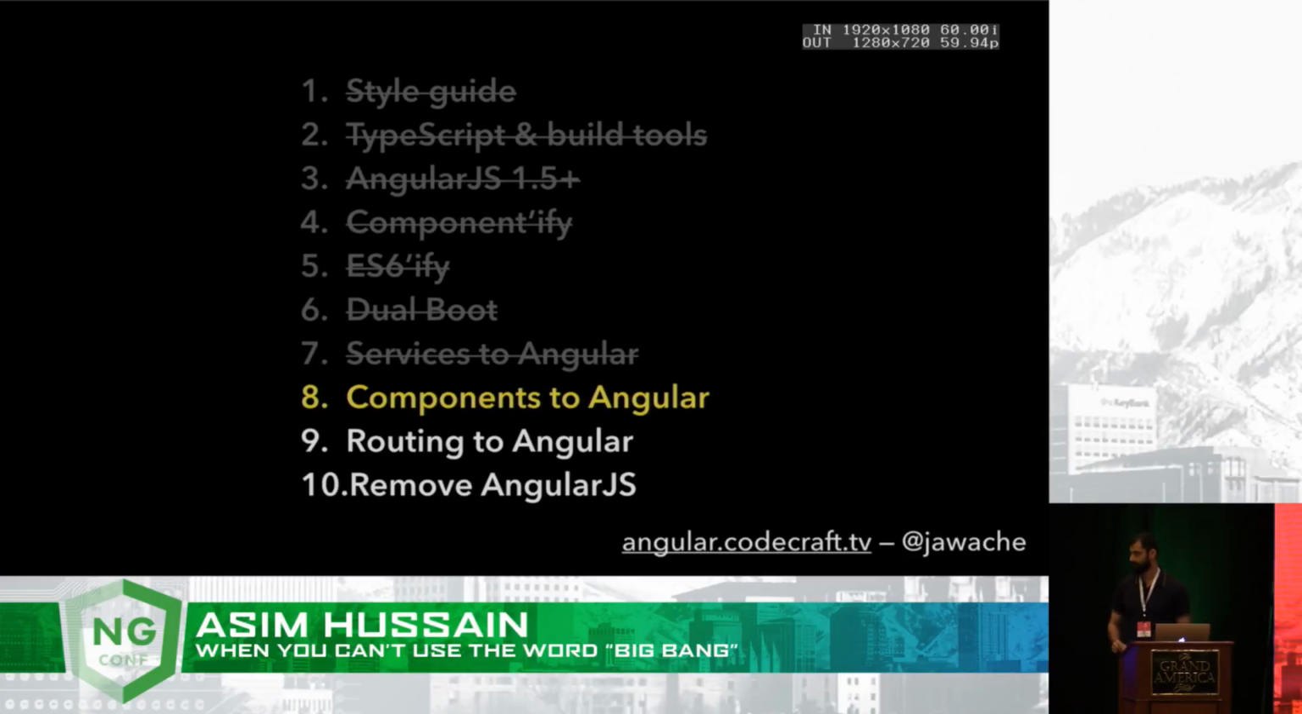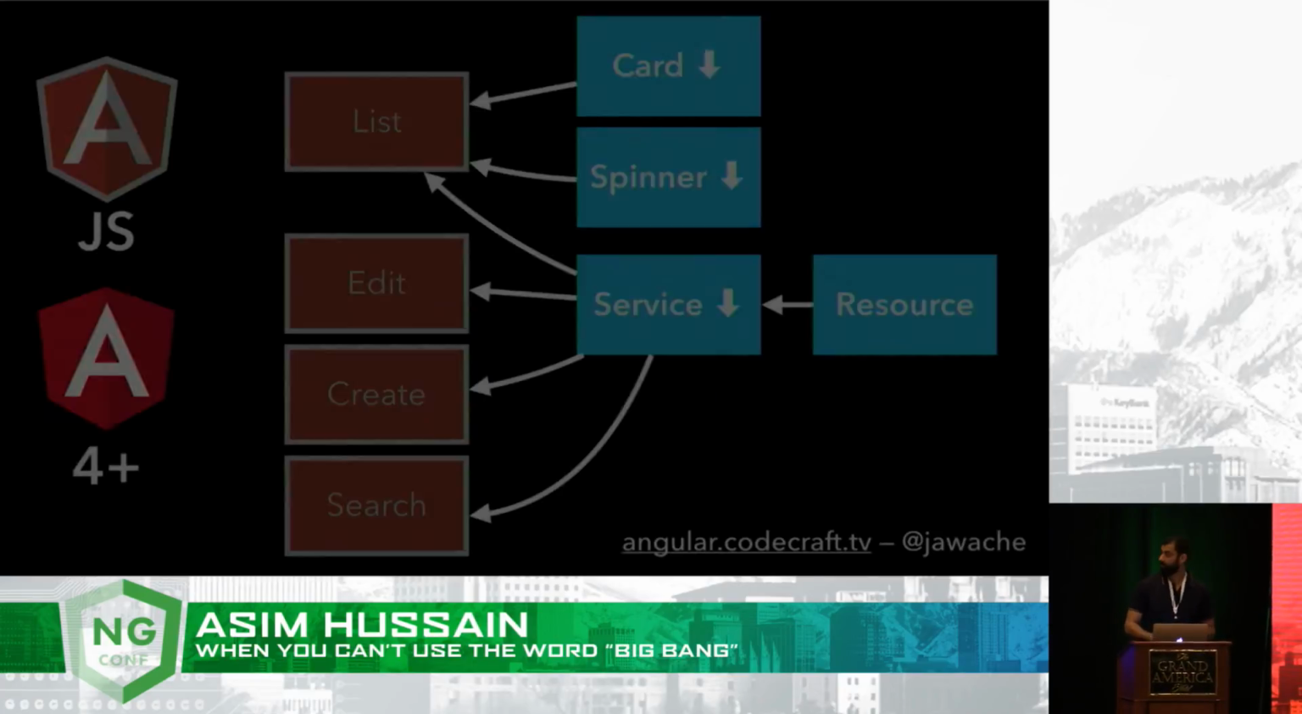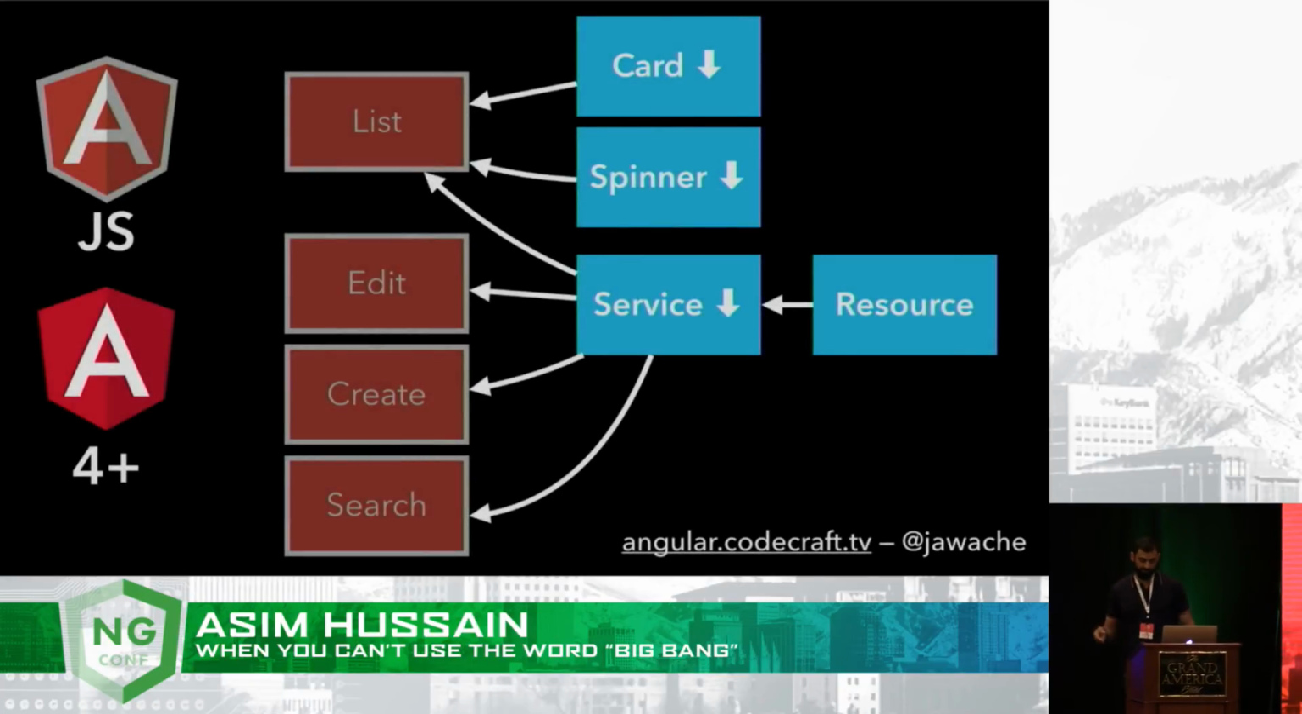So we're getting pretty close. Now the next step is just to convert our components to Angular 4. So our Angular 1 components, we now need to convert to Angular 4 components, right? And again, we start at the leaves. Very similar to the services, we basically just convert them to Angular 4, then downgrade them because they're going to be used in Angular 1.